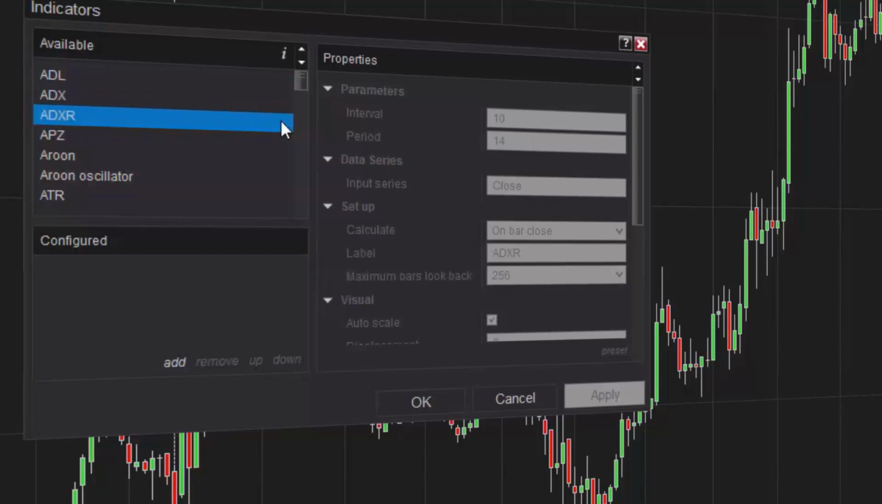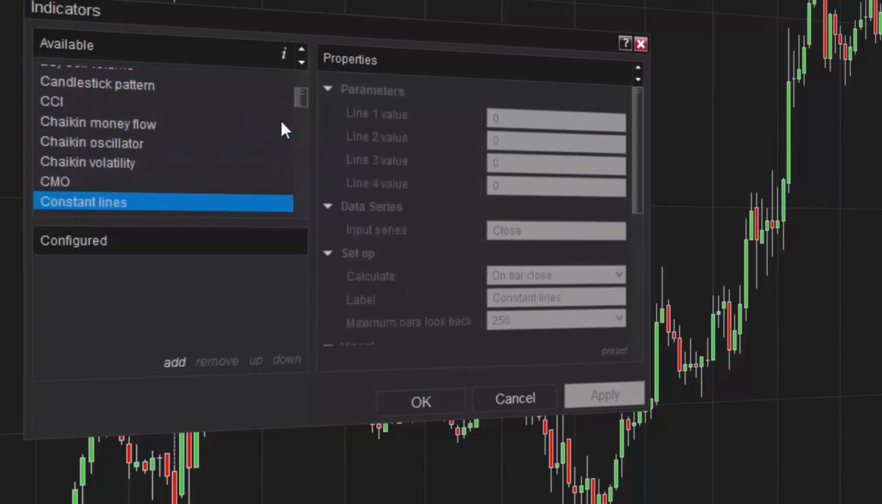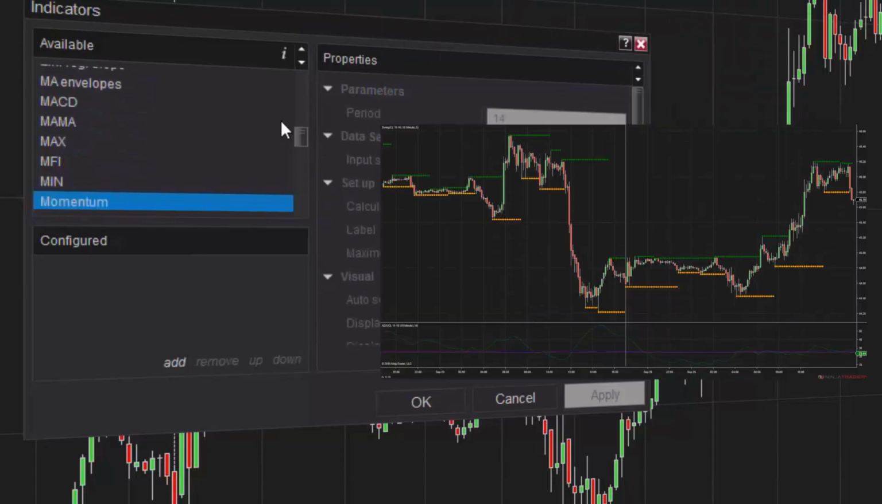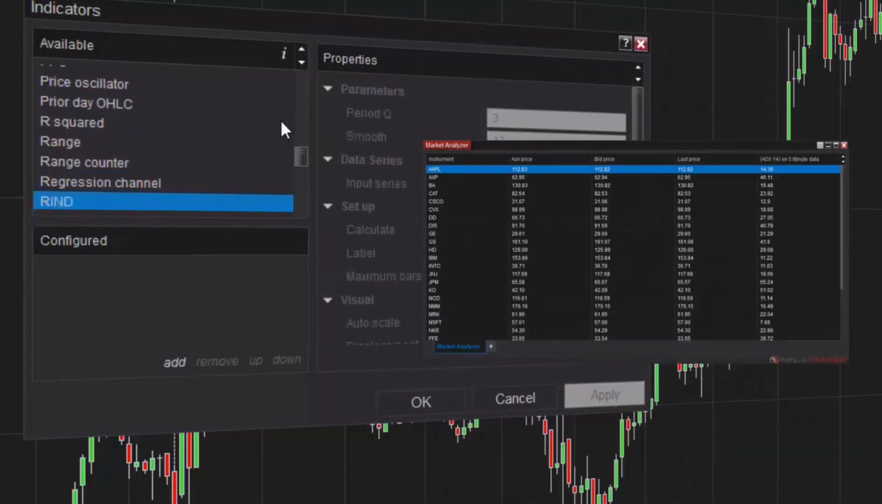NinjaTrader is equipped with over 100 free pre-built indicators to aid in your technical analysis of the markets. Indicators can be applied to NinjaTrader charts, the Superdome, and the Market Analyzer.